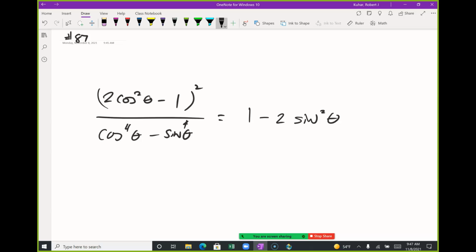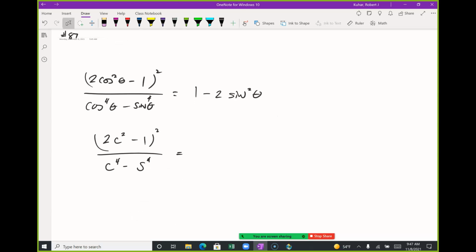It's kind of hard to see on the right-hand side what I would possibly do. And definitely the left-hand side looks more complicated, so that's where I'm going, right? So on the left-hand side, I got 2c squared minus 1 quantity squared over c to the 4th minus s to the 4th. So much quicker to do these this way. Well, upstairs, it looks like I can FOIL, right? Downstairs, it looks like I can factor. So I don't know what to do yet.